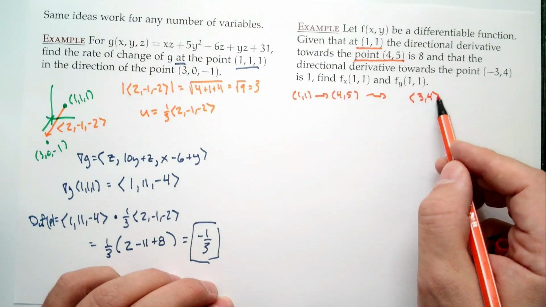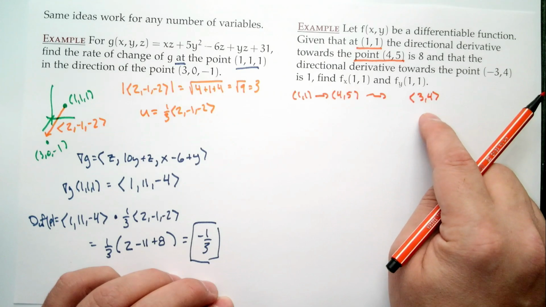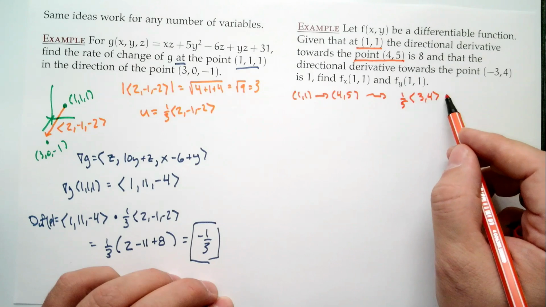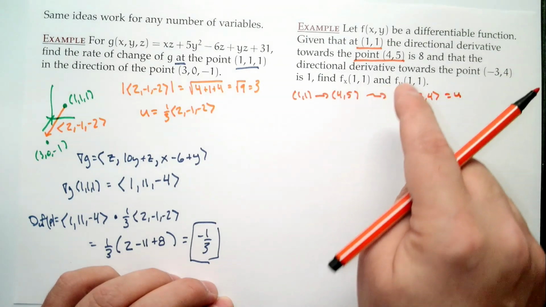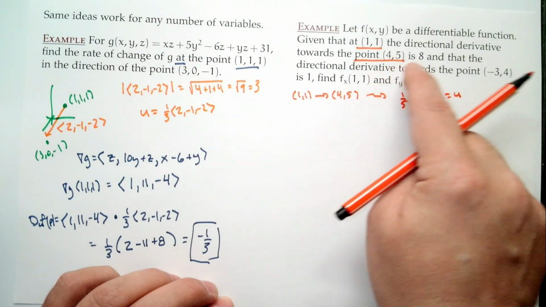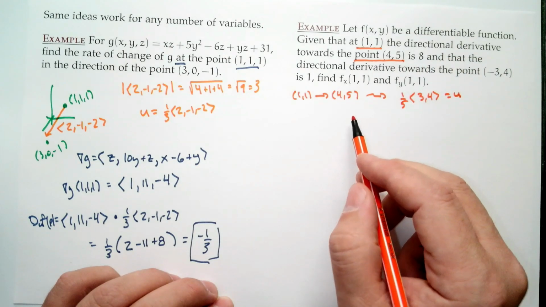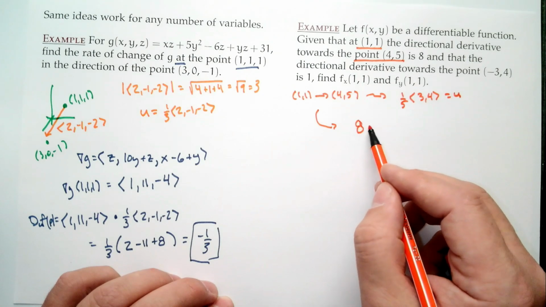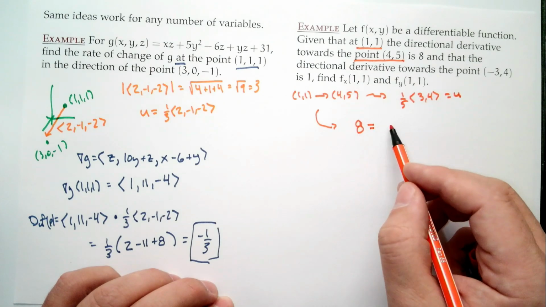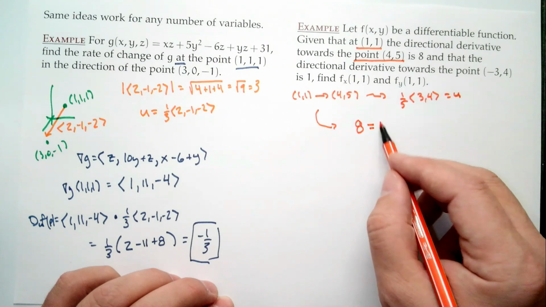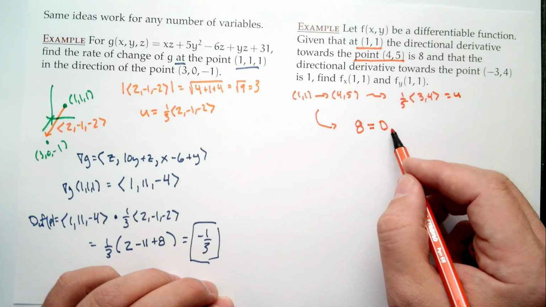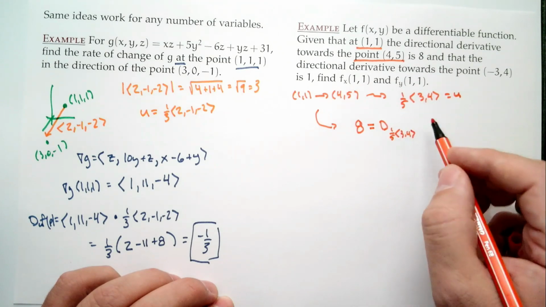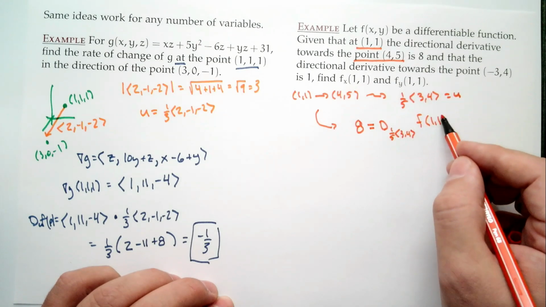Now, that's not a unit vector. So if we make it a unit vector, what would we do? Multiply by 1/5. So this would be our vector u. The directional derivative towards (4, 5) is 8. So here we would say that the directional derivative is 8. So 8 equals what? Well, this is our Du f, that's 1/5 times (3, 4), f at the point (1, 1).